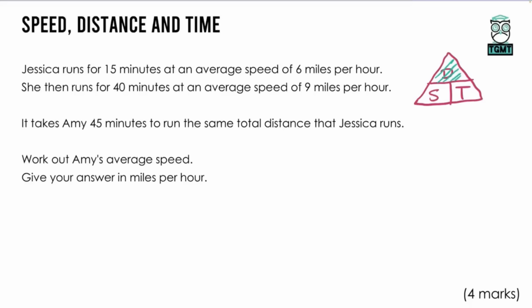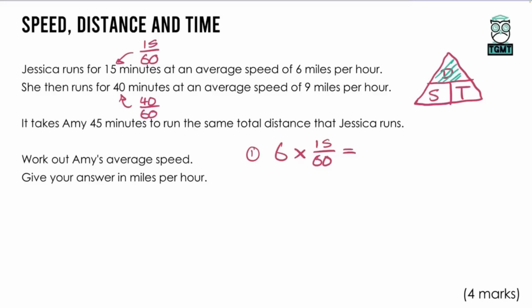The only thing we need to be careful of is that we write both of these in hours, which is just writing them as a fraction over 60, so 15 over 60, which is 1/4 of an hour, and 40 is 40 over 60. So you don't need to simplify those, you can just leave them as fractions out of 60. That's going to make it easier for us. So in the first part of this, Jessica runs for 15 minutes at an average speed of 6, so 6 multiplied by the time, which is 15 over 60.